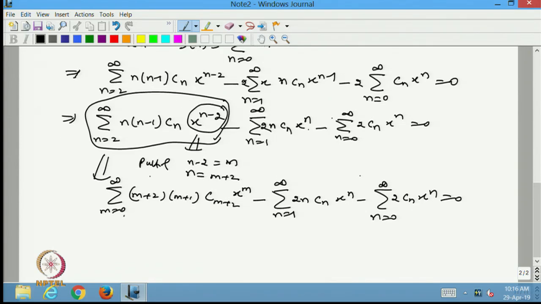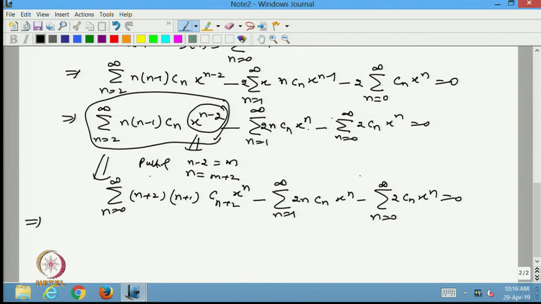Now, this is just the indices. So, the index we can change: after putting this one, I can change my m back to n, and then I can write this equation again in the form of n. So, I can further make it as a n, it becomes n plus 2, it becomes n plus 1, and this becomes c n plus 2 and x raised to power n. So, now I have the same power x raised to power n in all the terms of the equation.